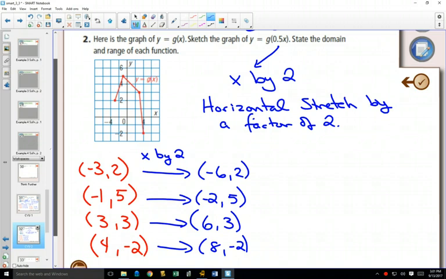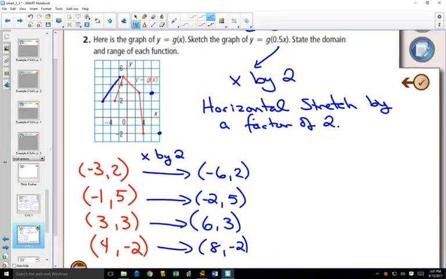And now we can label these points. So here we're going to have -6, 2, -2, 5, 6, 3, and 8, -2. And join those points. Does it look like it's been stretched away from the y-axis by a factor of 2? Yes. Domain and range again.